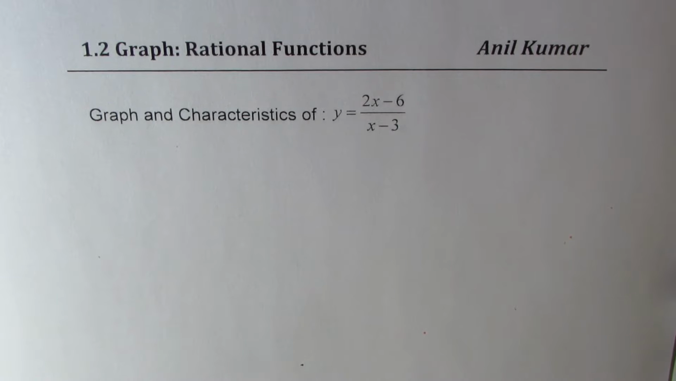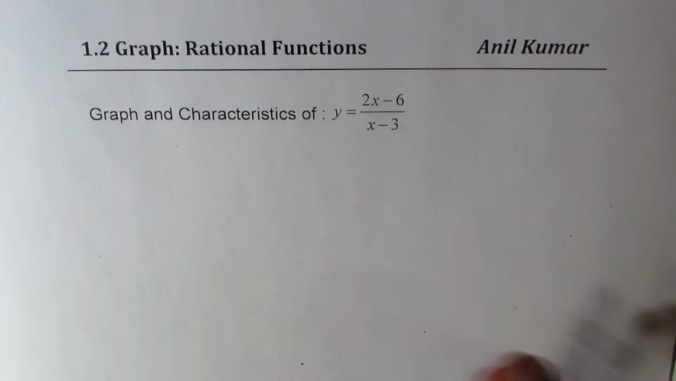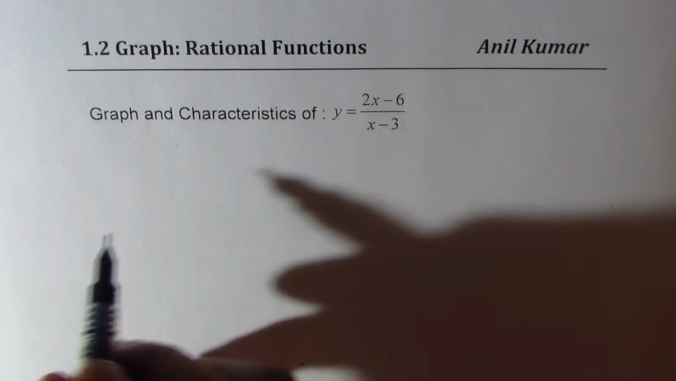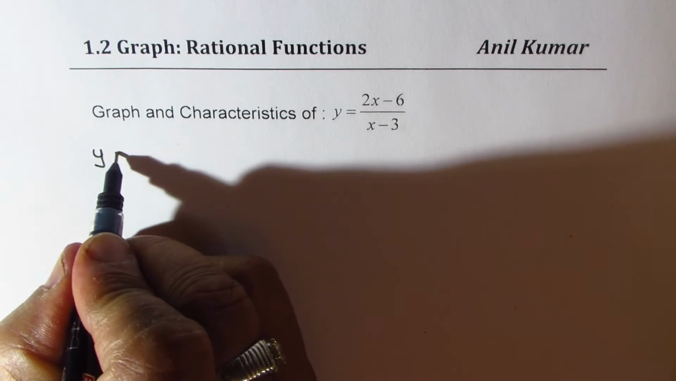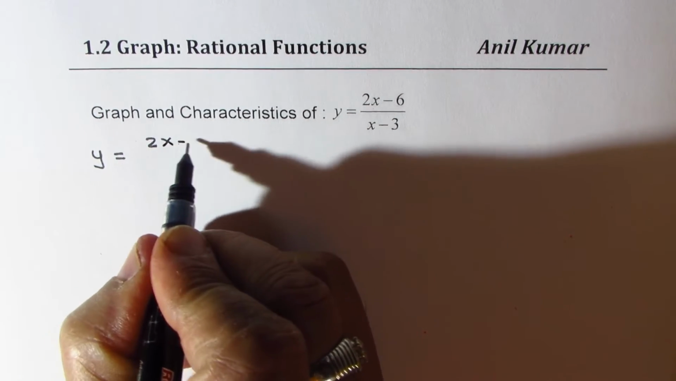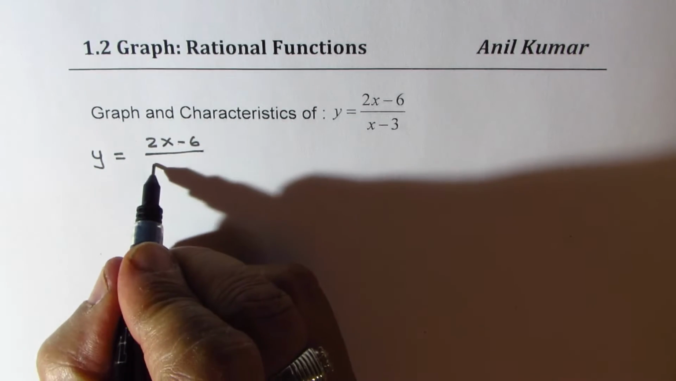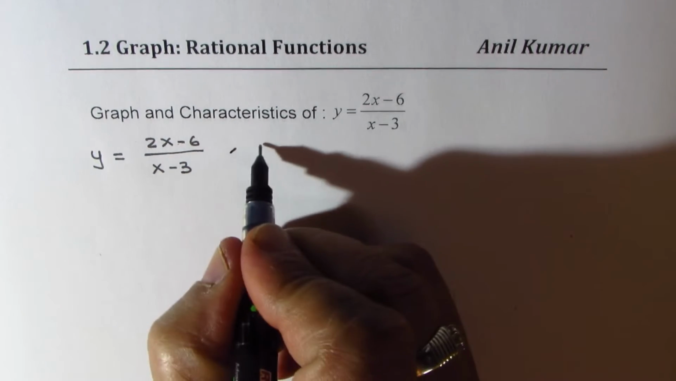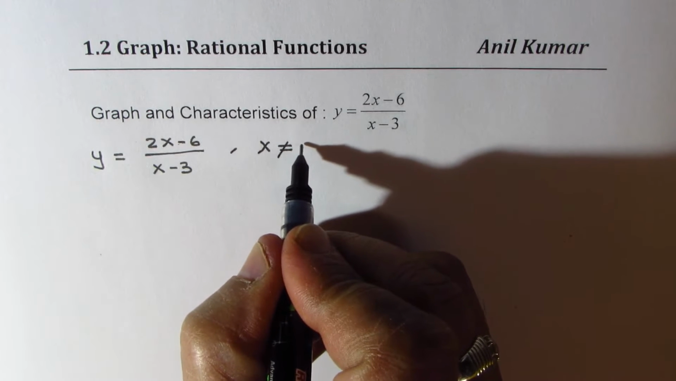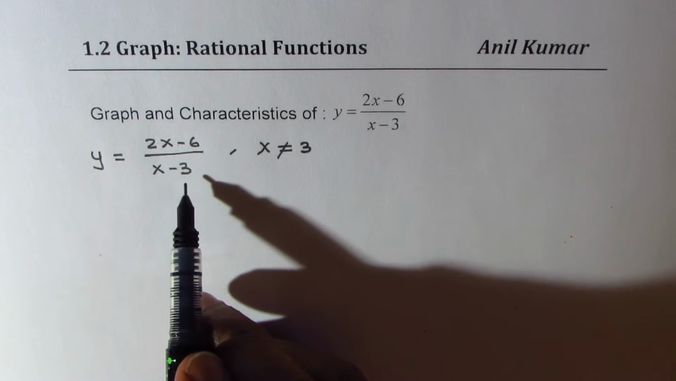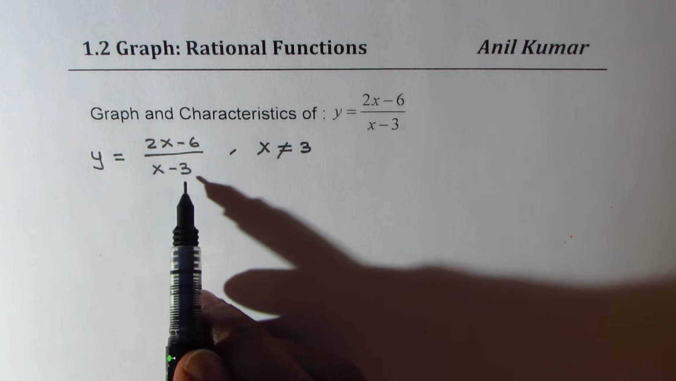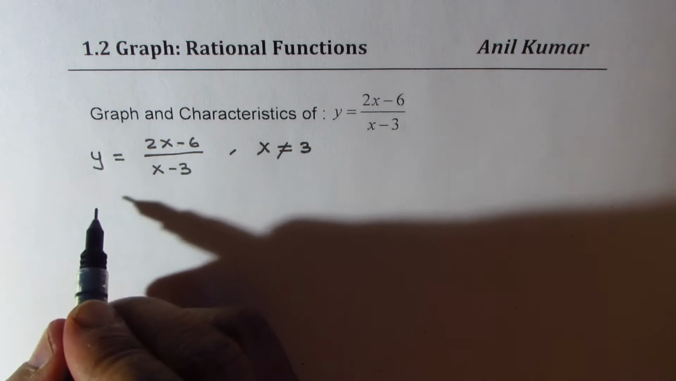Now let's take the second function, which is y equals 2x minus 6 divided by x minus 3. Clearly, we do have a restriction, which is x cannot be equal to 3, right? So let's rewrite this function, y equals 2x minus 6 divided by x minus 3. So we know that x is not equal to 3. Now what type of restriction do we have? Does it lead to an oblique asymptote, vertical asymptote, hole, or what? Let's try to figure this out.